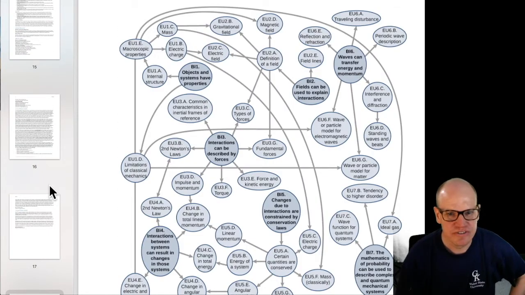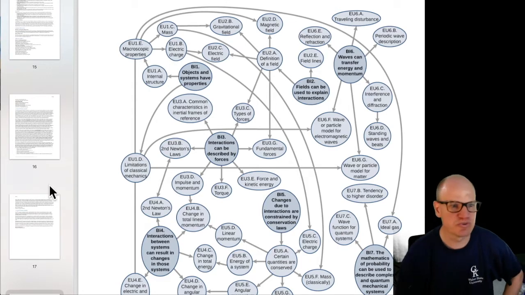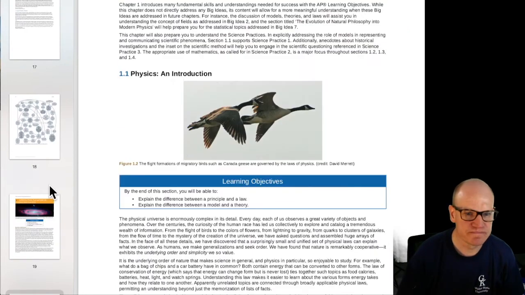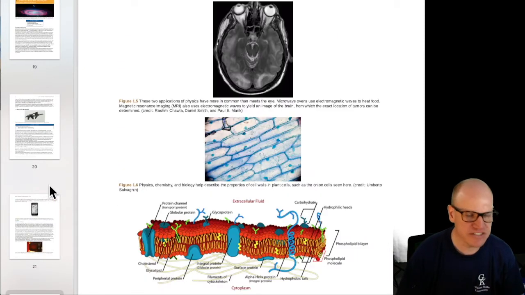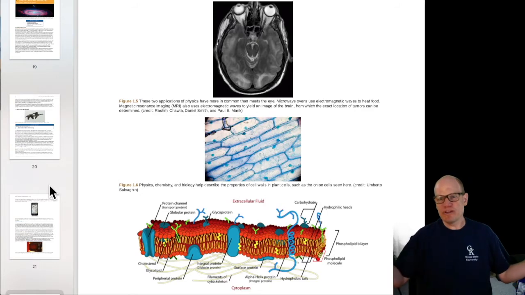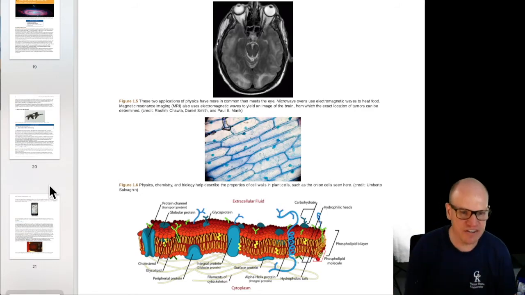And there you go. This is an interesting organization chart that shows the interconnectedness of all of these physics principles, which we will get to when we get to it. All right, so that's the plan. Here we go. AP Physics, the way that it ought to have been taught.